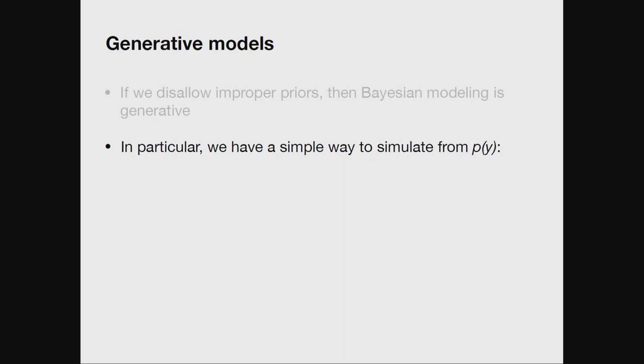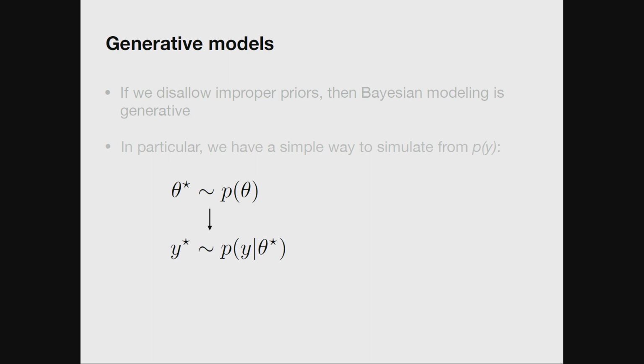And so to do that, first of all, you need to not have an improper prior. But if you don't, then you have a nice way of simulating from the prior data generating mechanism, which is to sample the parameters from your prior, sample some fake data from the data generating process given the parameters, and then the draws you get from that are realizations from the prior data generating mechanism, which is often hard to sample from directly. But this is a really easy way to do it.